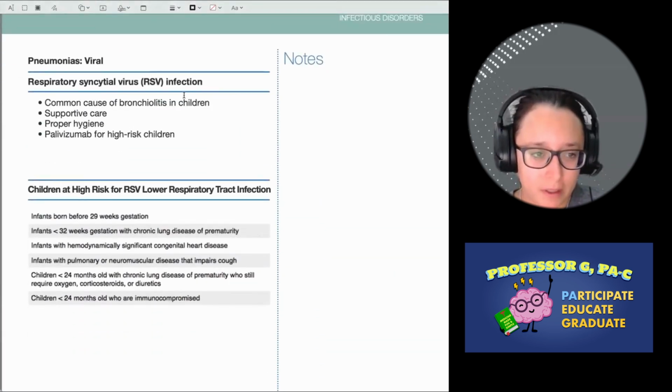Okay, we already talked about RSV. We said it's a common cause of bronchiolitis. It can also cause problems like pneumonia in kiddos.